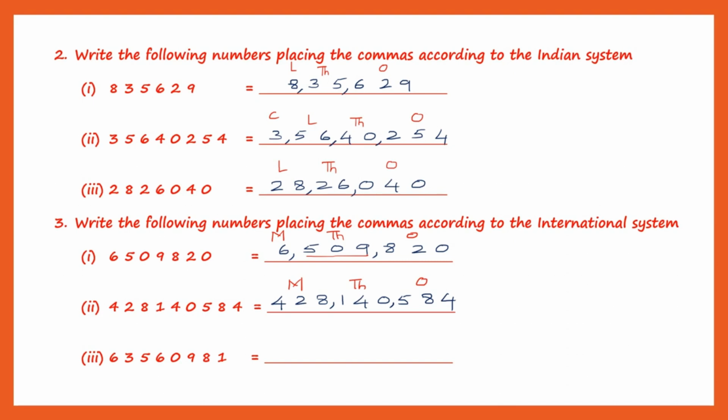Next one, let's write down this: 6, 3, 5, 6, 0, 9, 8, 1. Now let's read it again. Ones, tens, hundreds, thousands, 10,000s, 100,000, million, 10 million. So now let's place our commas. So we have a comma here, then the 3 digits, comma. Now what are our places? This is the ones period, then we have the thousands period, and then we have the millions period. So how do we read this?